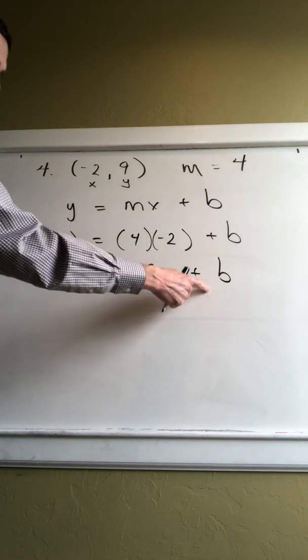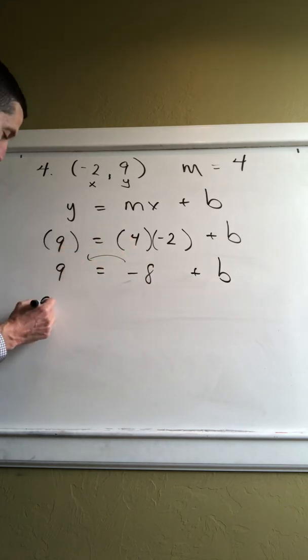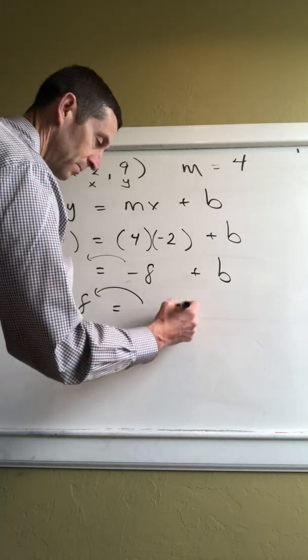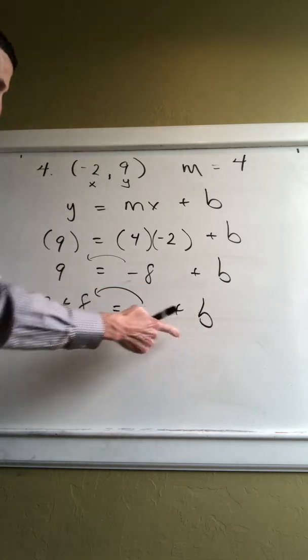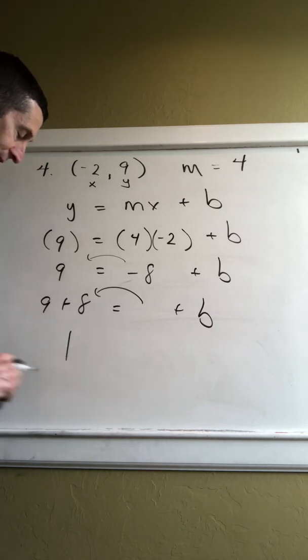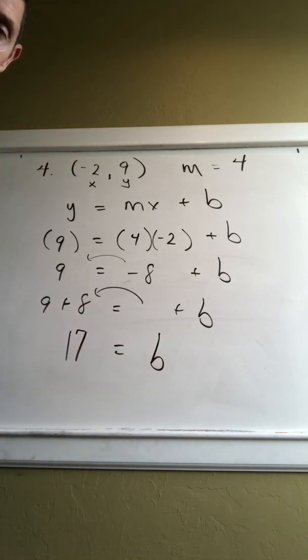And then you got b needing to be by itself. Take the -8, run it over, becomes +8. Still trying to get b all solved for. Looks like 9 plus 8. 9 plus 8 is 17, and that's my answer for b.